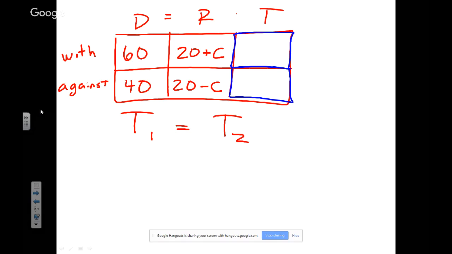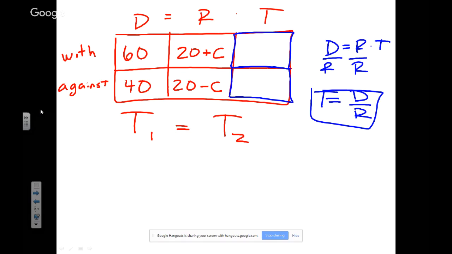So I'm going to rewrite this. So the formula is T1 equals T2. But if I rewrite this, and you don't have to write this down except after I do this next step. If I want to solve for T, what do I do? Divide by R. So I get T equals D divided by R. So that's kind of the formula. So this formula here means really distance of the first thing divided by the rate equals distance of the second one divided by rate.